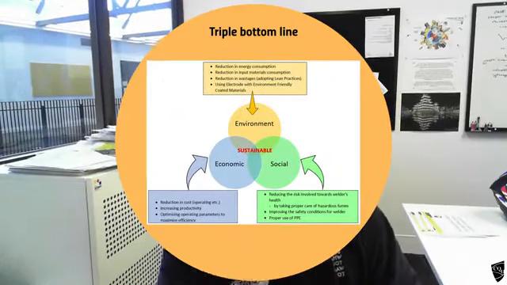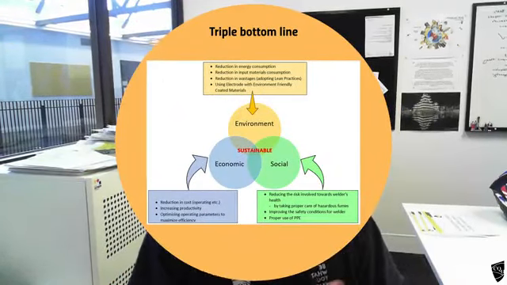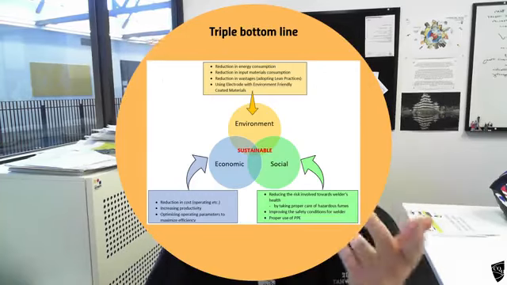When we go and do an assessment on a project or an existing building at a feasibility stage, we do something called a triple bottom line.